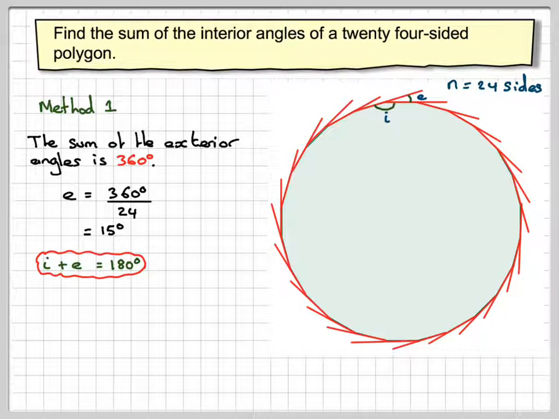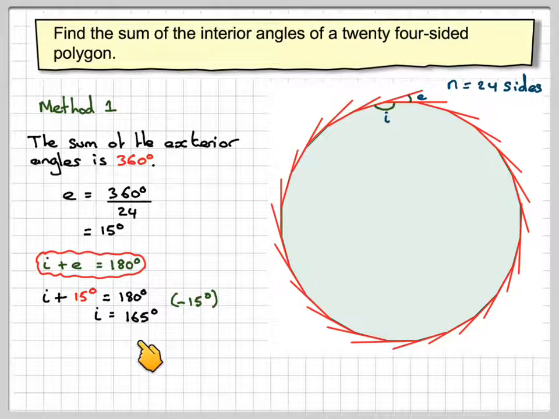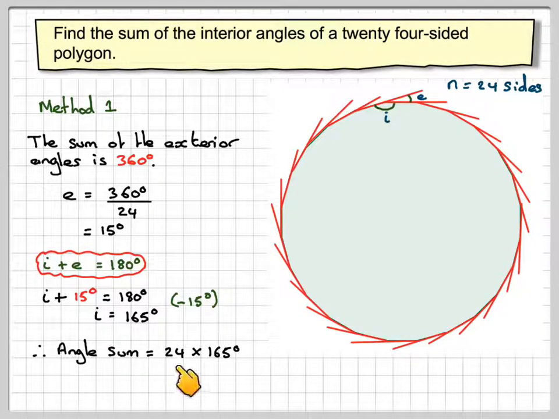So if we put that in, we know that E is 15, so we have I plus 15 degrees is 180. If we take 15 degrees from both sides, we're going to get that I is equal to 165 degrees. So we know there's 24 sides, therefore the angle sum of the interior angles is going to be 24 times 165, which gives me 3,960. That's one method of doing it.